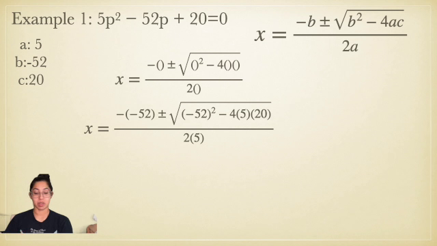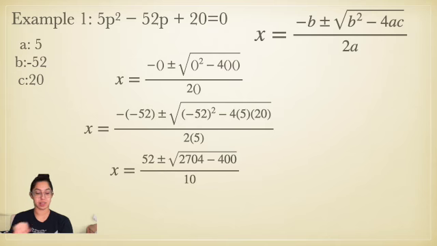Down at the bottom, 2 times 5 is 10. So in case you missed any of that, this is what I just said. So 52 plus or minus the square root of 2,704 minus 400, whole thing divided by 10. So now I'm going to simplify what is in the square root.